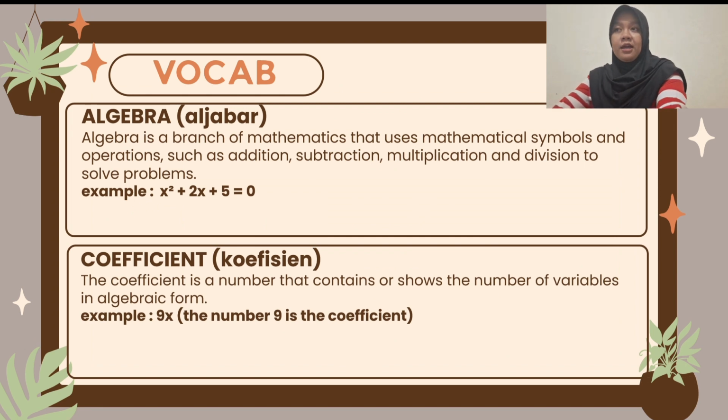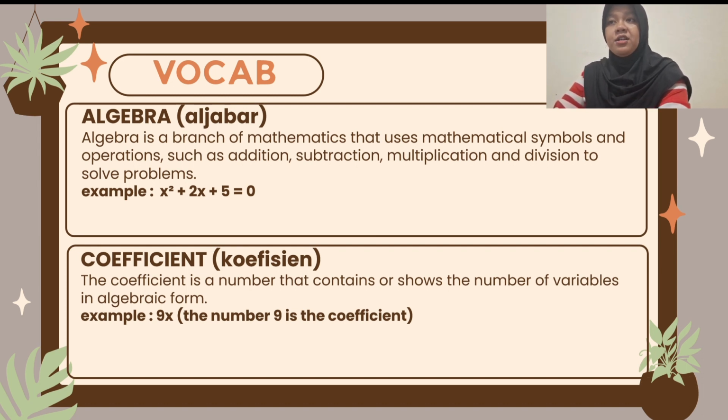In the first vocab, we have algebra, or in bahasa we say aljabar. Algebra is a branch of mathematics that uses mathematical symbols and operations such as addition, subtraction, multiplication, and division to solve problems. Example, x squared plus 2x plus 5 equals 0.